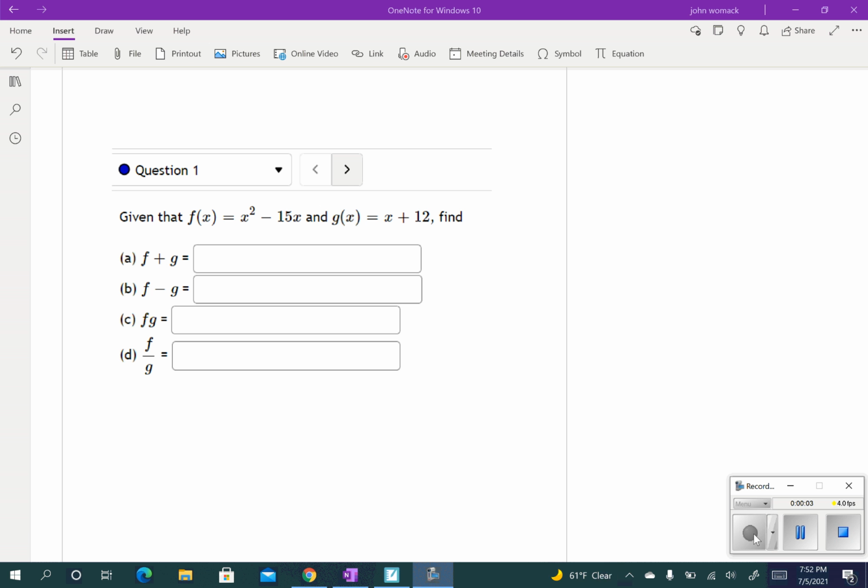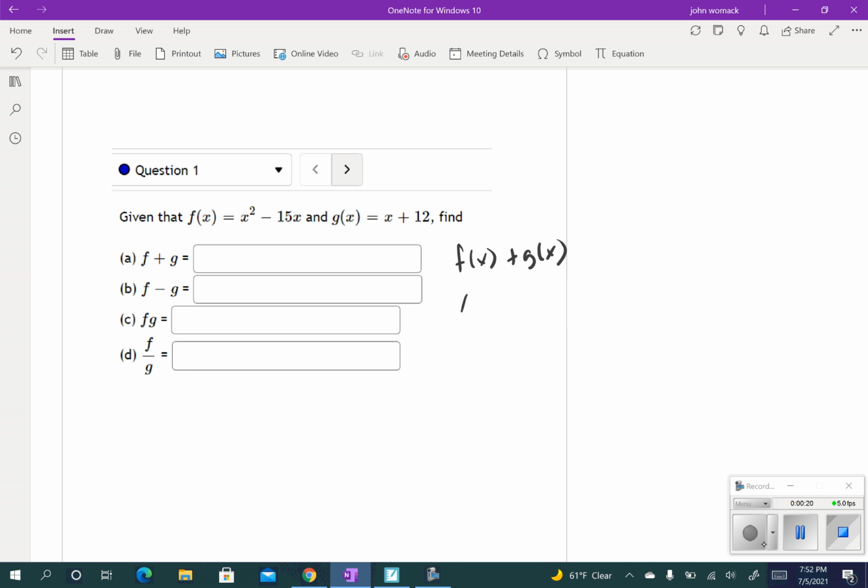I just wanted to run through a few of the questions real quick. So this says, given that f of x equals x squared minus 15x and g of x equals x plus 12, find f plus g. That just means we add the two together, right? F plus g means f of x plus g of x.